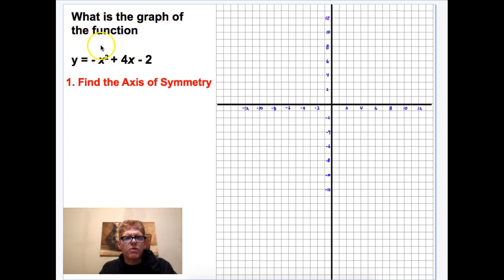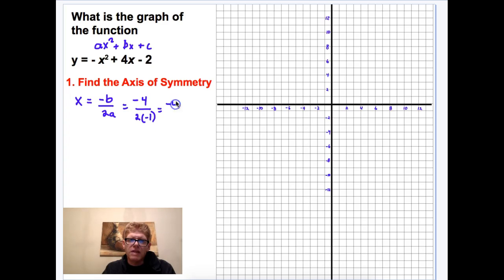Remember that the standard form for a parabola was ax squared plus bx plus c. So we had our a, our b, and our c. And our formula for finding the axis of symmetry was x is equal to negative b over 2a. So we'll take our b value, which is 4, and we'll take the opposite of that, which is negative 4. And then we'll take our a value, which in this case is a negative 1, and we'll multiply that by 2. That's going to give us negative 4 over negative 2, which gives us 2. That is going to be the x value of our axis of symmetry. It's going to be the x value of our vertex, in fact.